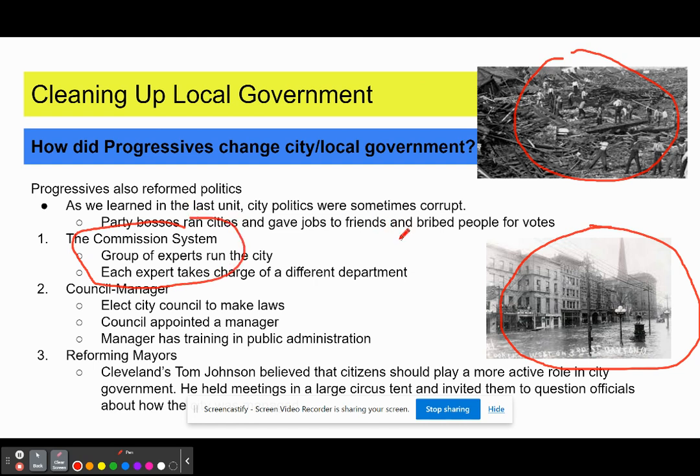And then also in Dayton, Ohio, this flood led to the creation of the council manager system because they needed help with the flooding and how do we fix this and how do we get people back to normal.